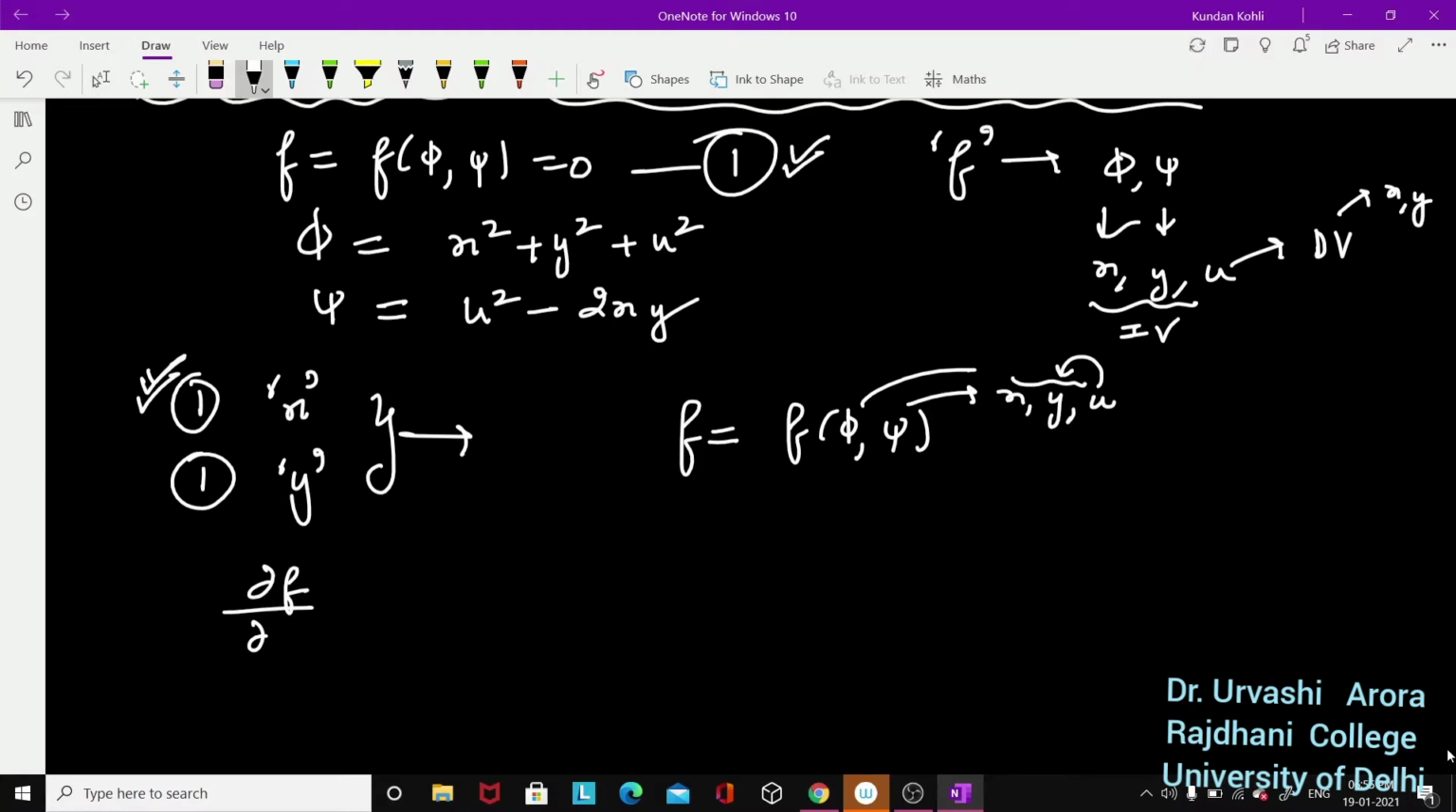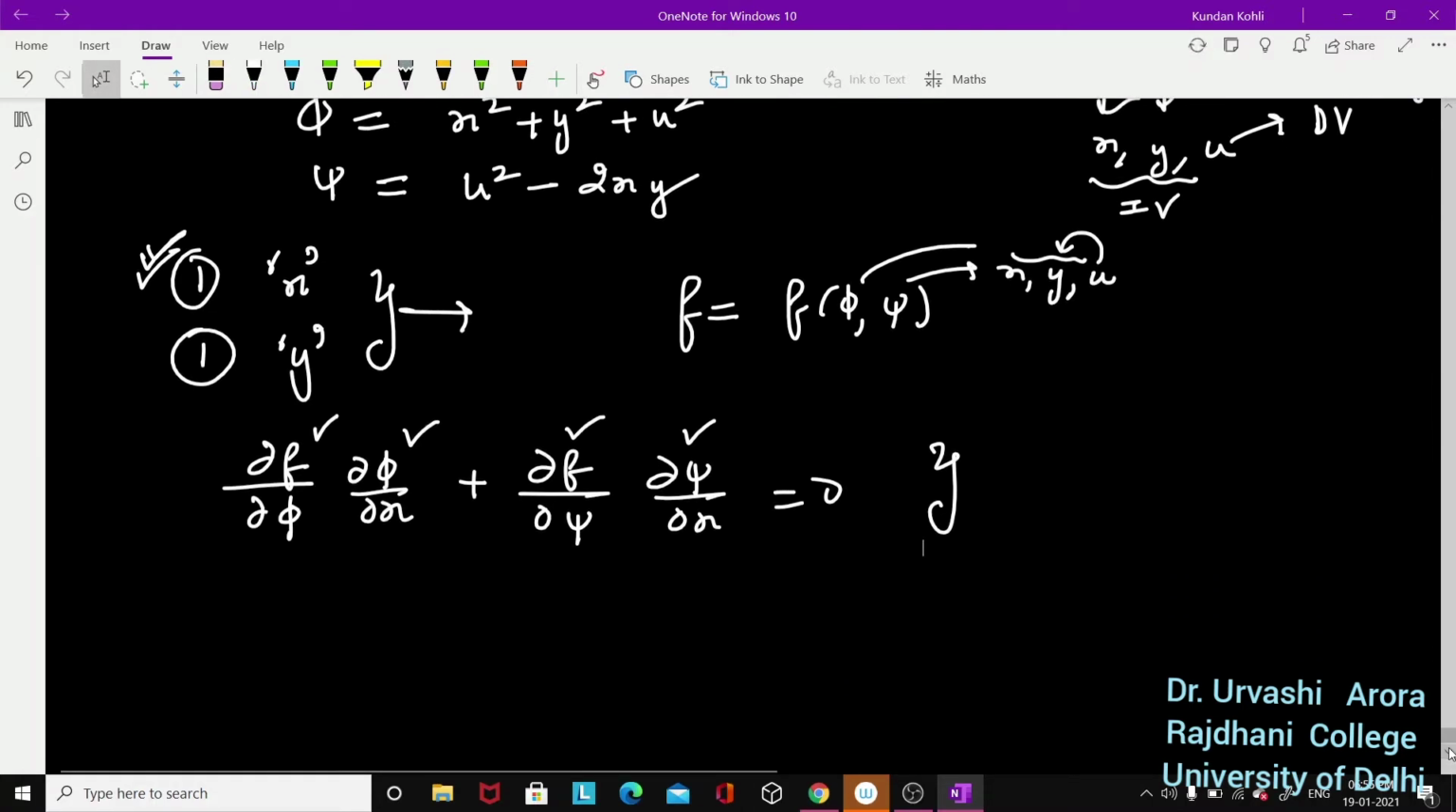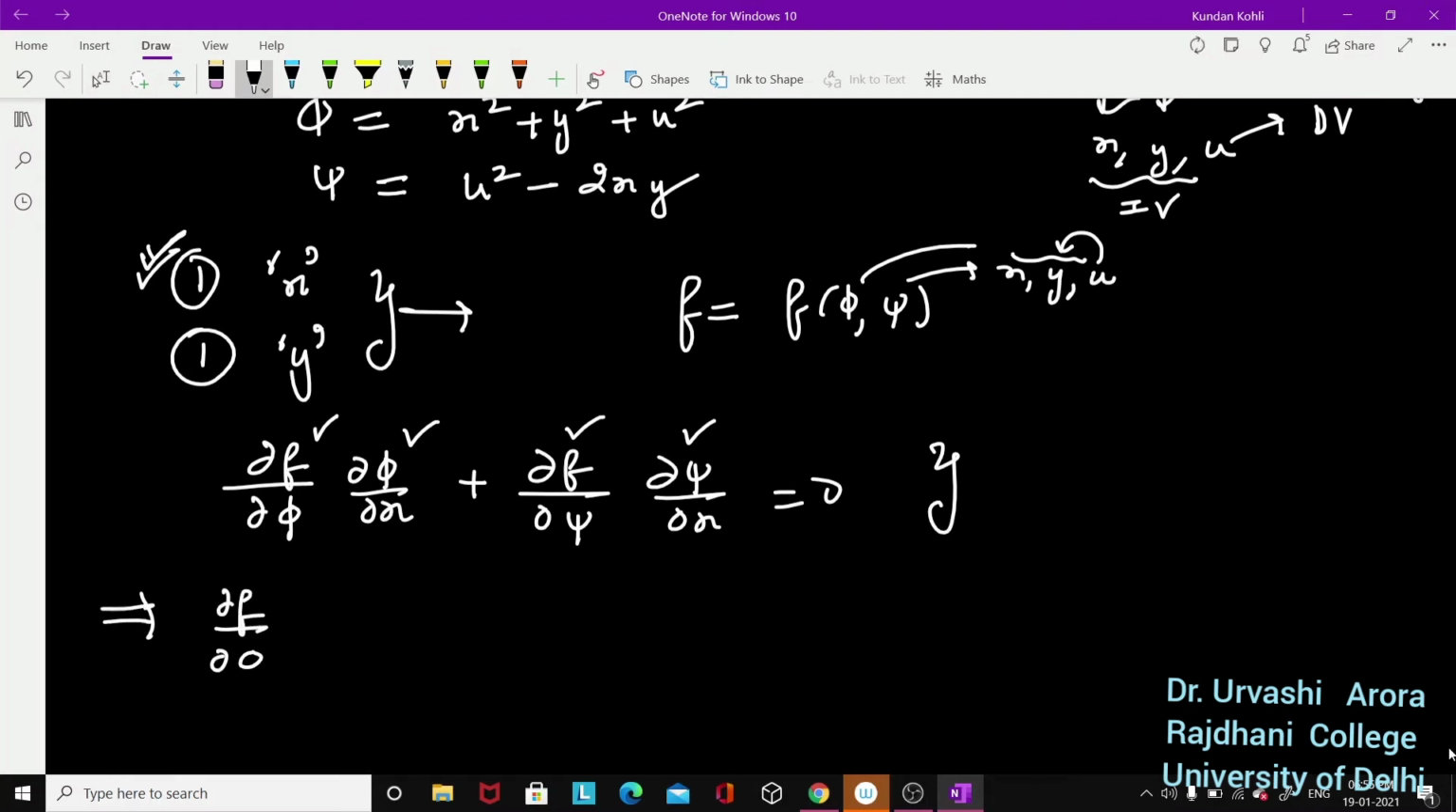So del f by del phi times del phi by del x, plus del f by del psi times del psi by del x, equals 0. This means f with respect to phi partially, then phi with respect to x, then f with respect to psi partially, and psi with respect to x. So this is the chain rule we are applying. And now after we have written the general method for differentiation, you simply have to put in the values of these expressions. Now del f by del phi is an unknown value because f is unknown. Del phi by del x you can calculate because phi is given to be x square plus y square plus u square.